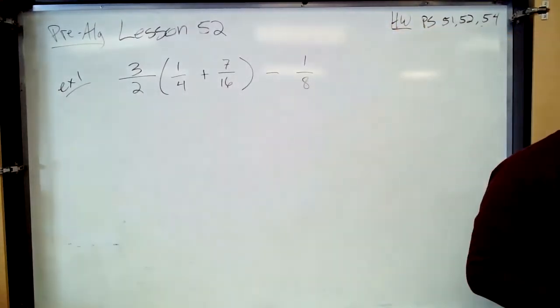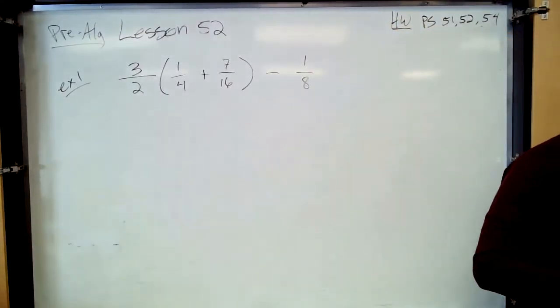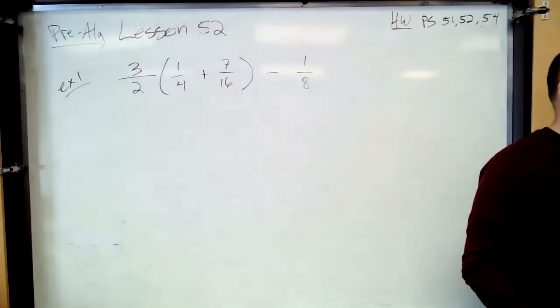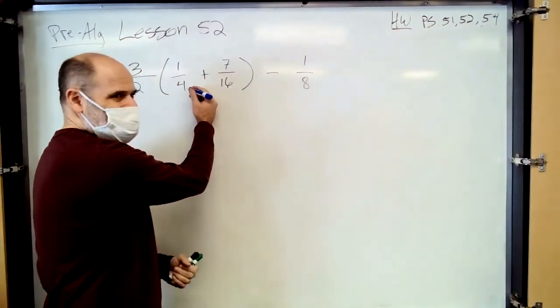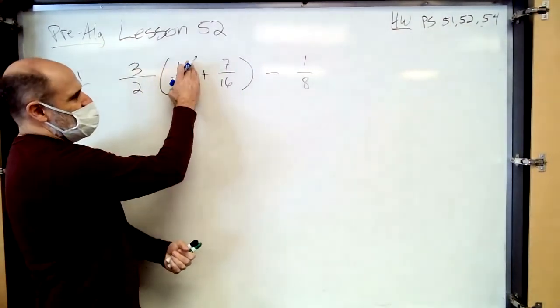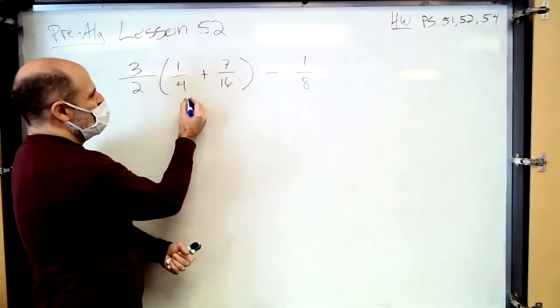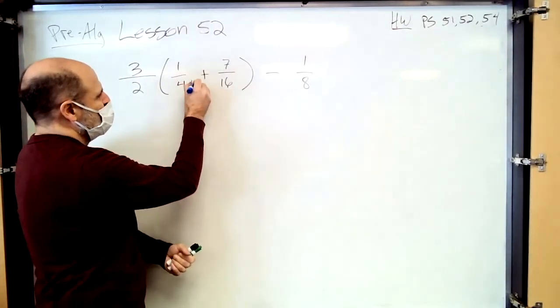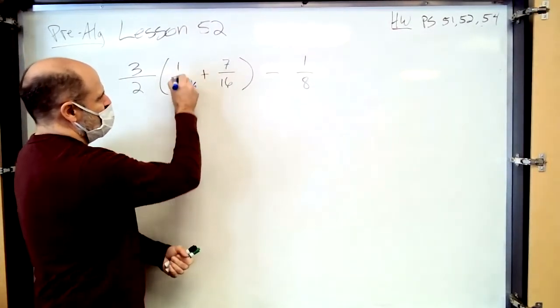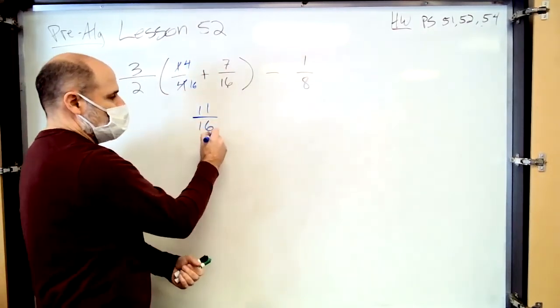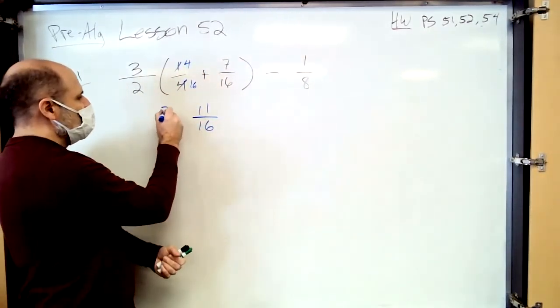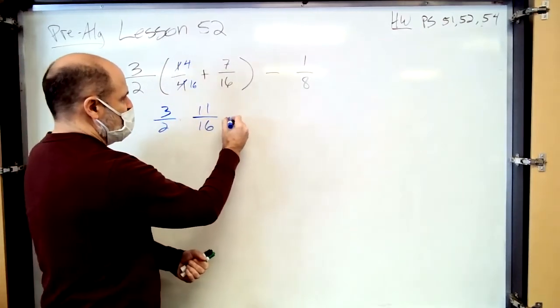What do you do first? Parentheses. Right. Parentheses. Okay, so we need a common denominator. What's our common denominator? 16. So we just have to change this, right? Michaela, what does this change to? 21. Then what does that change to? 16. Okay, so then we get 11/16 here, right? So this is 3/2 times 11/16 minus 1/8.